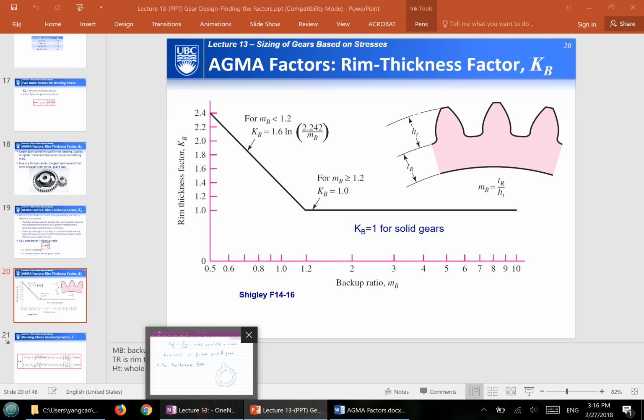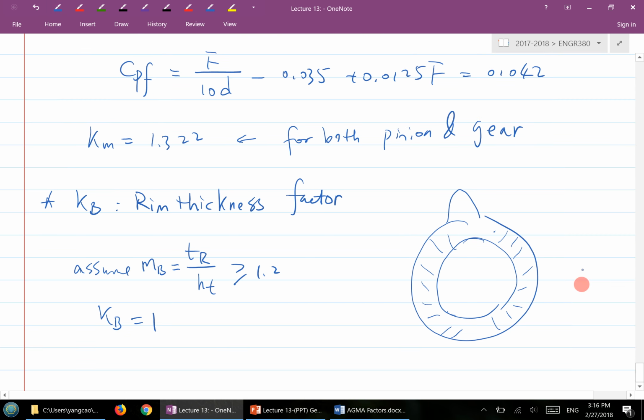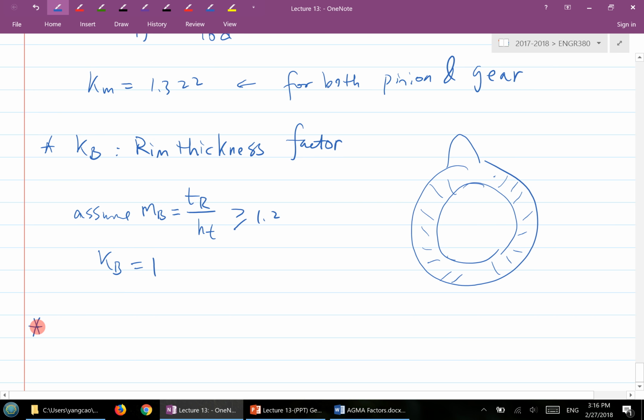In our case, we're going to assume that tR over hT is greater than 1.2. If we assume this, then our Kb will very simply be taken as 1 for this particular case. That's Kb. When you design a gear, you also need to be careful. If you want to remove a certain amount of material and end up with the thickness of the rim, whether you have to take that ratio into consideration or not, that's somewhere you have to be careful.